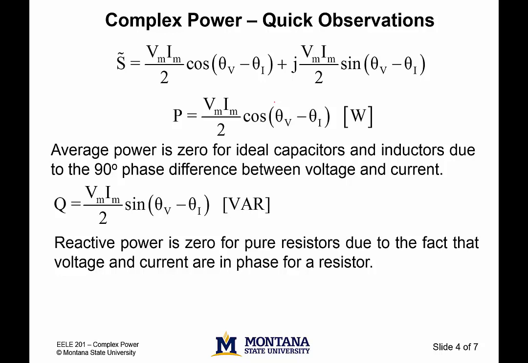Therefore, while sine of theta V minus theta I equals positive 1 for a pure inductor, it's negative 1 for a capacitor. Therefore, inductors exhibit positive reactive power, theta V minus theta I equals 90 degrees, and capacitors exhibit negative reactive power, theta V minus theta I equals negative 90 degrees. So again, the inductor is going to have the positive reactive power and the capacitor negative reactive power.